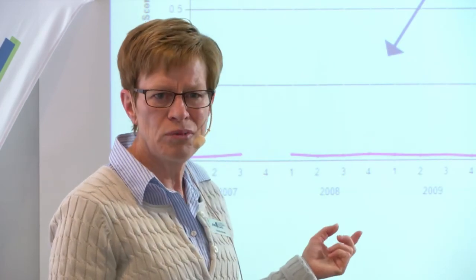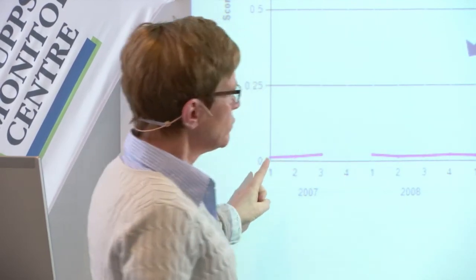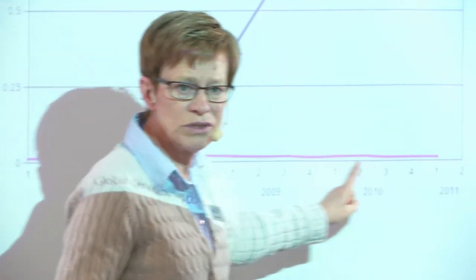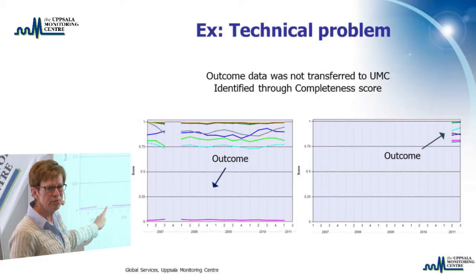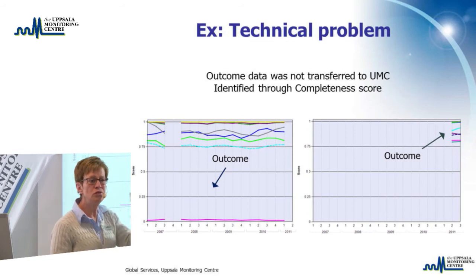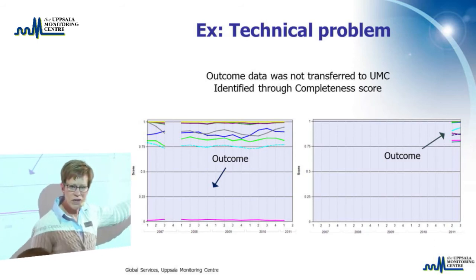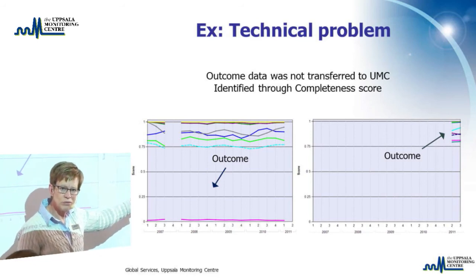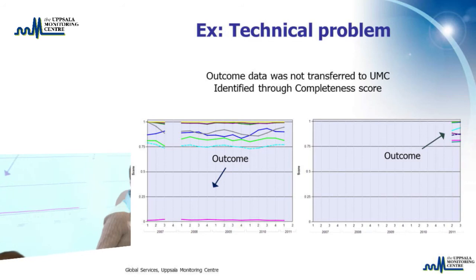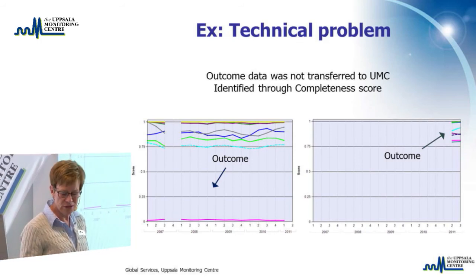This is an example of the technical problem I mentioned. This is an actual score from one country. And they found that outcome wasn't filled in. But they said, well, we have outcome in most of our cases. So that's very strange. Then they went back and found a technical problem, that information wasn't forwarded to vigiBase. And then they actually took the trouble to change that and also to resend all the case reports. That's why it looks a bit strange here, that all the cases are in 2011. They were sent. So now we have outcome on all the cases. And that's one way to use these completeness scores.